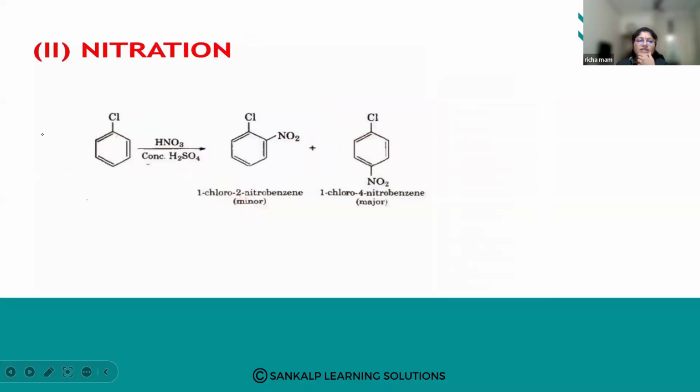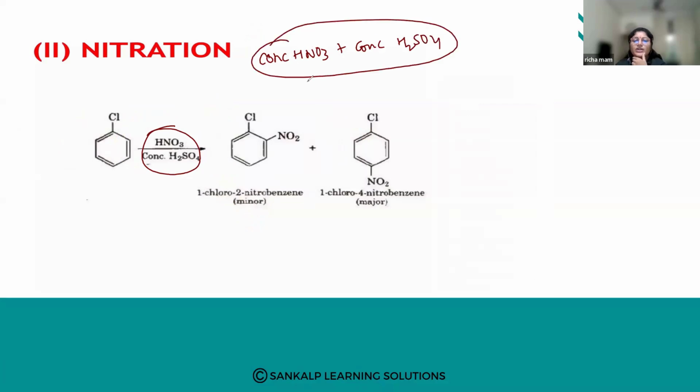So our starting material is chlorobenzene. We are taking the nitrating mixture. What is our nitrating mixture? Concentrated HNO3 plus concentrated H2SO4. They are called the nitrating mixture. Which is the electrophile? It is NO2+.